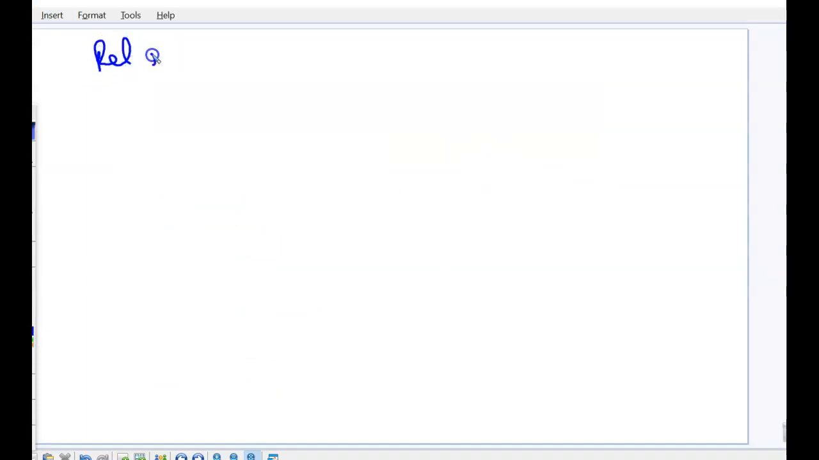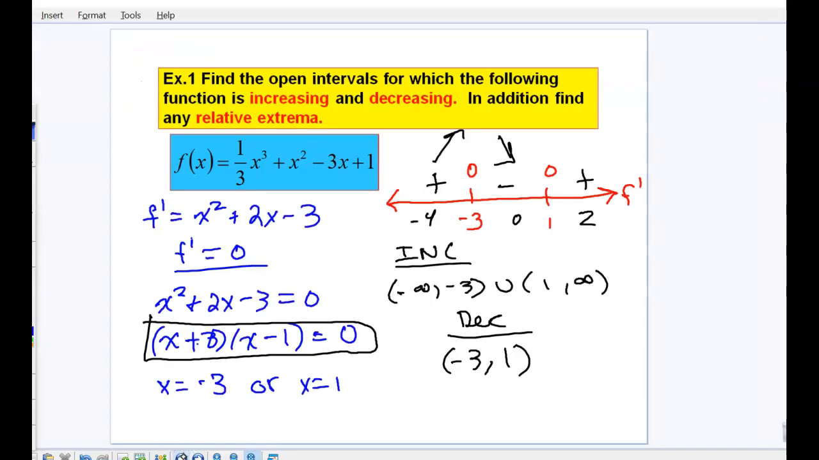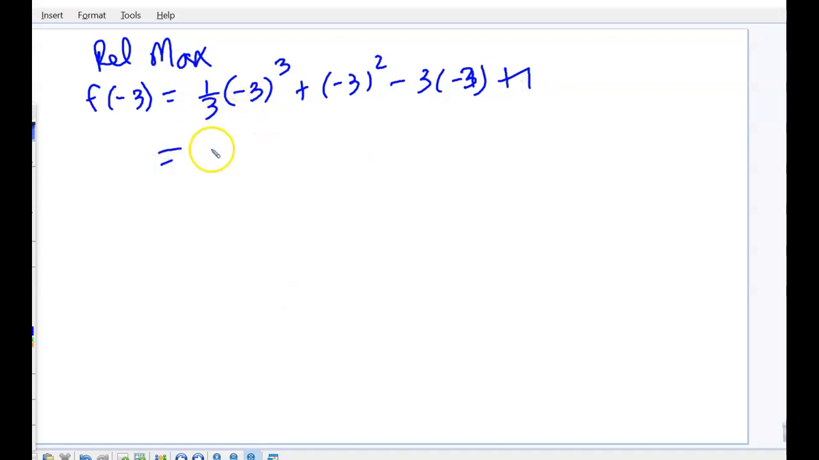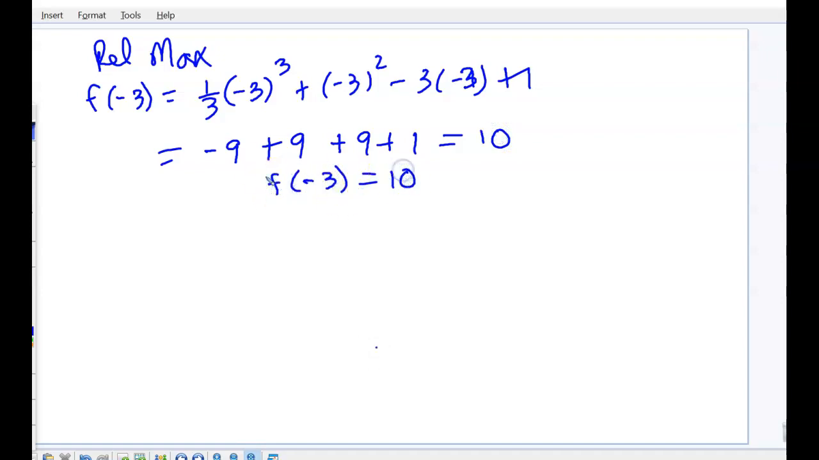So I have a relative max at f of negative 3, which means I plug negative 3 into the original function, so it's going to be 1/3 negative 3 cubed plus negative 3 squared minus 3 times negative 3 plus 1. So this is negative 27 divided by 3 is going to be negative 9. That's going to be plus 9. This is going to be plus 9 plus 1. And if we work that out, it works out to be 10. So f of negative 3 is 10. So that's going to be my relative maximum.